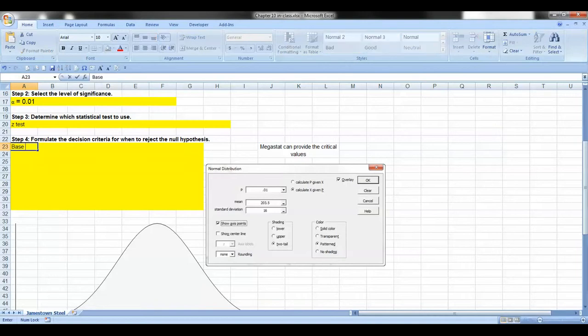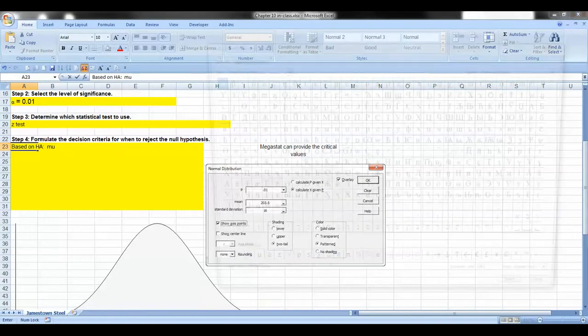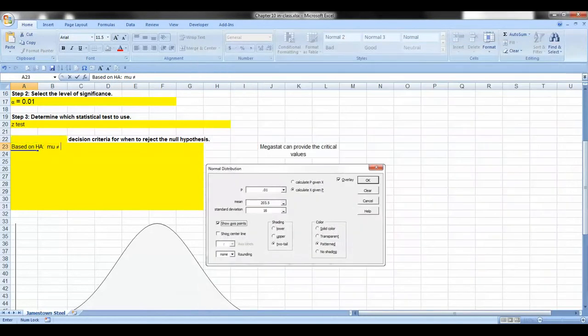Based on our alternative hypothesis, HA, of mu is not equal to 200, we reject H0, or the null hypothesis, if the absolute value of our test z is greater than the z critical value that we're going to determine.